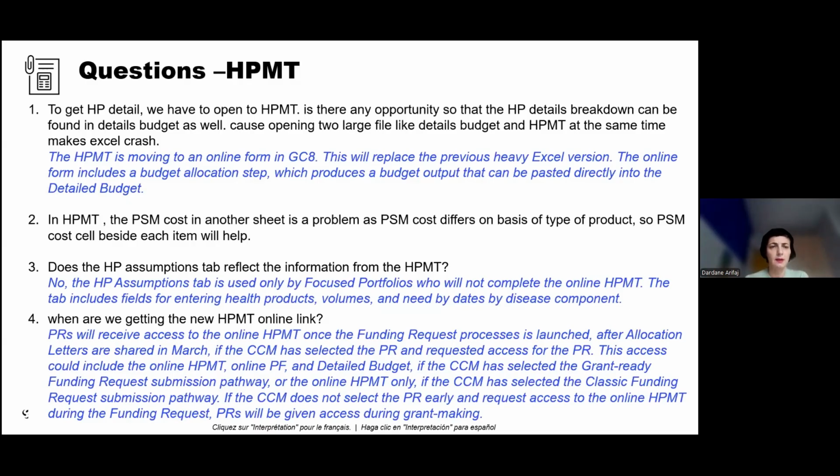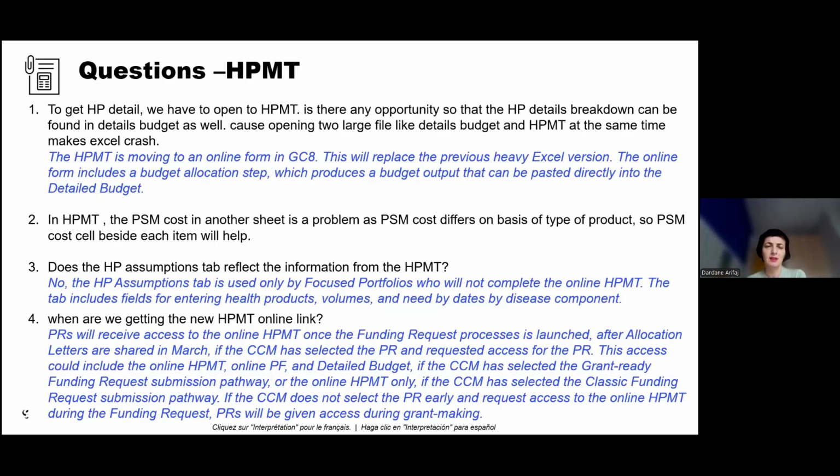So there is the question 10 is about the HPMT. Is there any opportunity so that the HP details breakdown can be found in details budget as well? Because opening too large file, I think I answered this because you are not going to work in parallel with two Excel tables. This one that is online and then the detailed budget that you have in Excel. So the likelihood of these two crashing at the same time, I think, has been minimized because the HPMT is following a different format and it's now web-based.